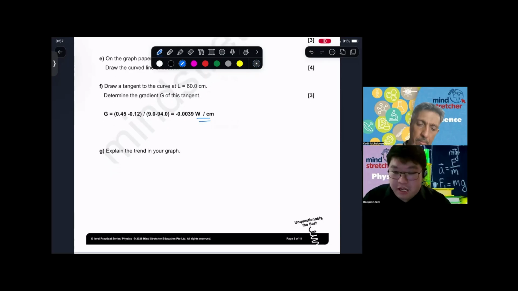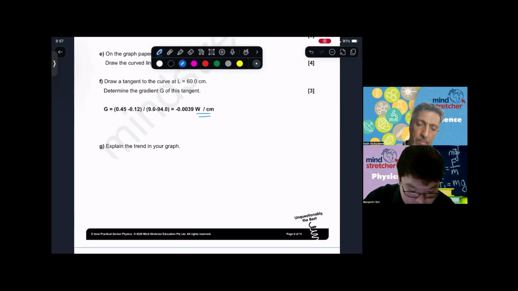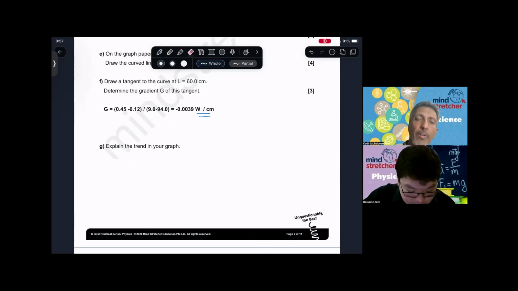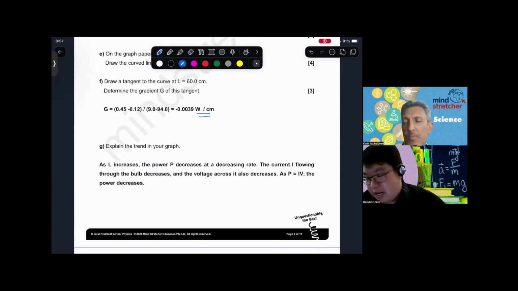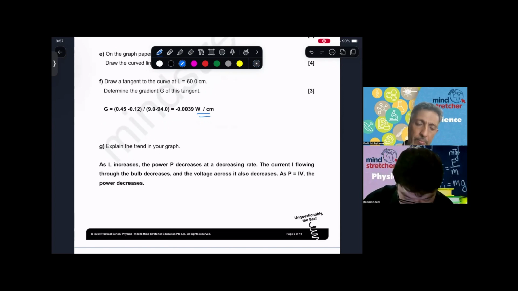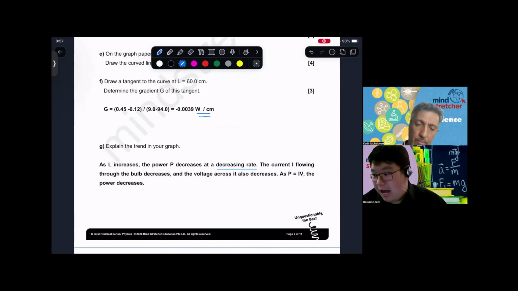Now in this question, they also want you to explain the trend in your graph. To explain the trend, you can very simply say that as L, the length, increases, the power P that is dissipated also decreases. But because it is a curve, we say that it decreases at a decreasing rate.